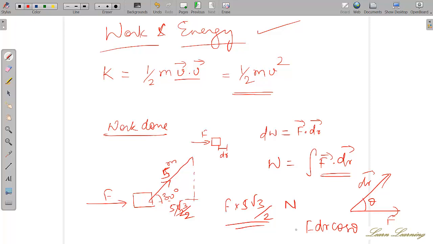Now you can simply remember that the work done is dW equals F dot dr, or you can simply say that this is the total work done by a force acting. Again, we'll come back to the 8.2 equation now.